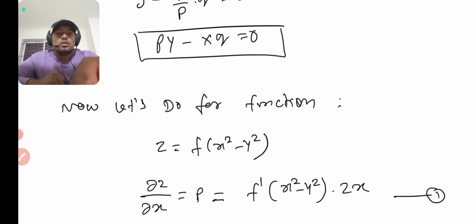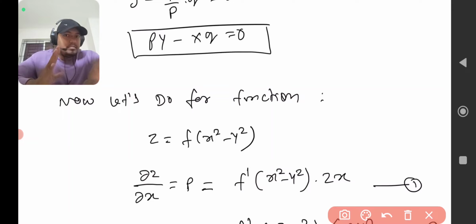Now let's do it for a function. Like the first example I did for variables a and b, now the second one I am doing for a function. Okay, now see, z is equal to f of x square minus y square. So this time we have to remove the function itself from the equation. How?